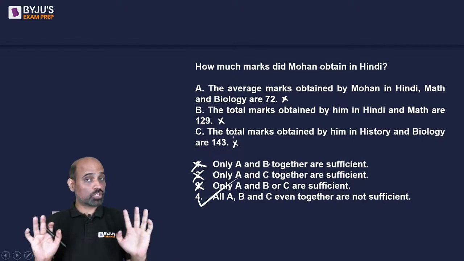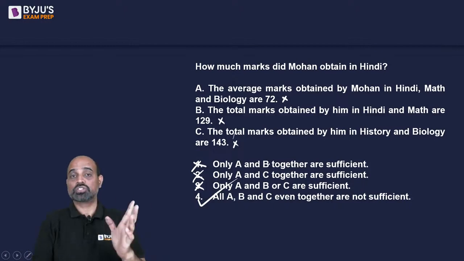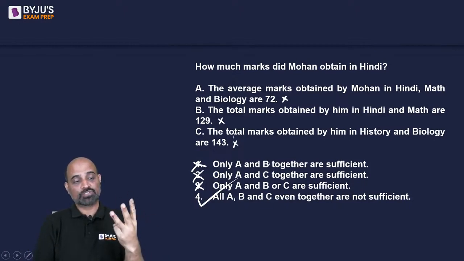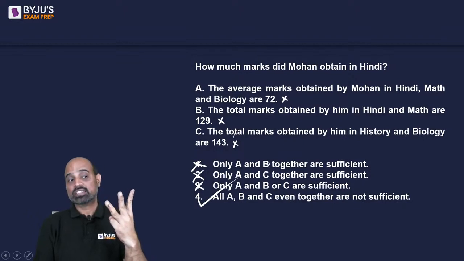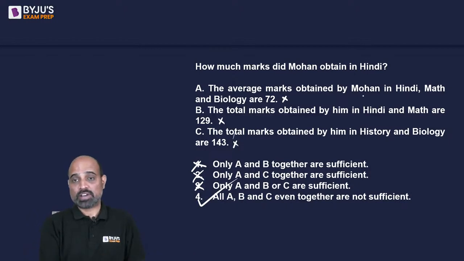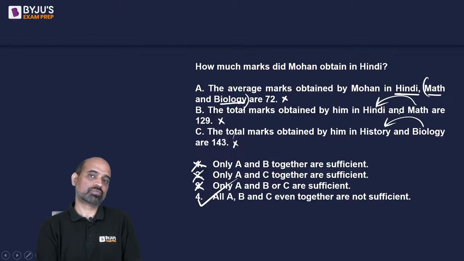See, I did not solve anything. I was just using the concept of averages, that if the average of 3 numbers is given, and I need to find the average of 1, then I need to find the average of the other 2. It's nowhere given. If I'm given the average of Hindi, Math and Bio, then I need the average of Math and Bio. It's not given anywhere. When Bio is given, History is given. When Math is given, Hindi is given. Not good enough.